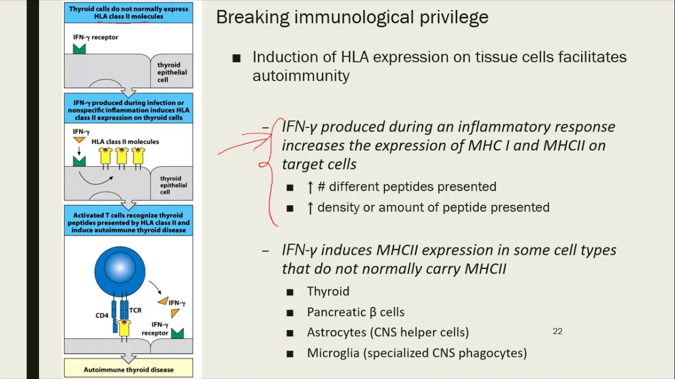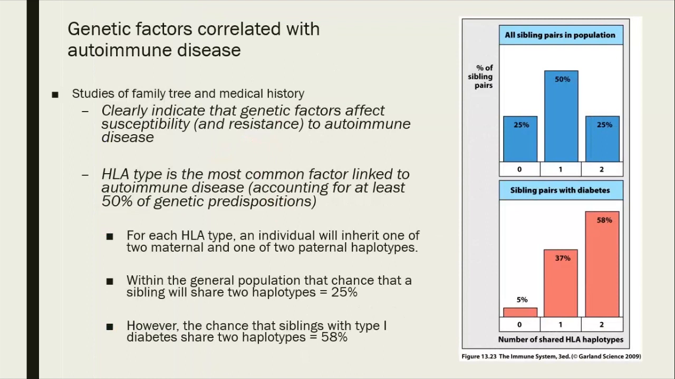However, increased interferon gamma can also induce such expression on tissues such as thyroid or pancreatic beta cells, astrocytes, and other specialized macrophages, leading to presentation of peptides that are indeed self-peptides, but in this case are almost presented as foreign peptides, and that leads to autoimmune thyroid disease. Okay, if it is presenting some of the thyroid peptides, they are mistakenly recognized as foreign. Alright, so there are some clear genetic correlations factoring into autoimmune diseases here.